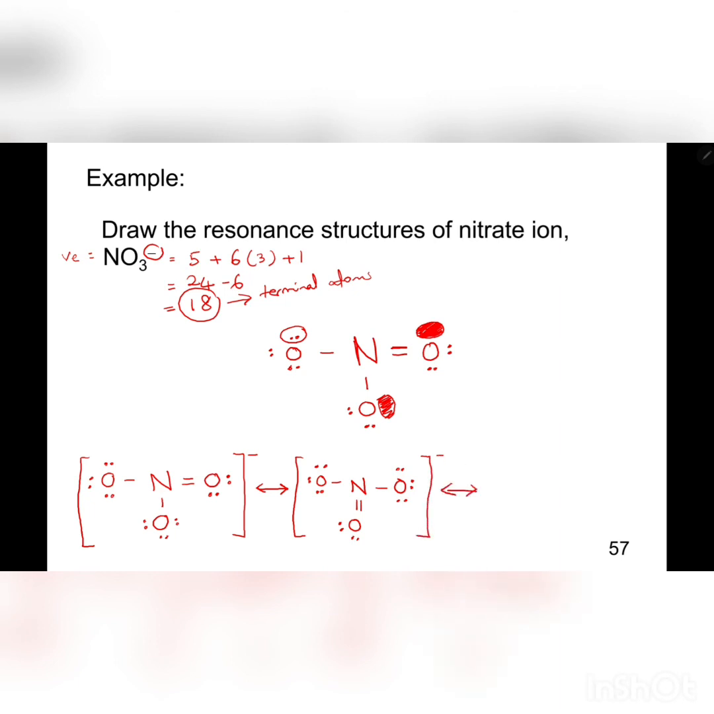And the third one, when we transfer this lone pair to become a double bond, kita akan dapat N double bonded to oxygen. We have 2 lone pairs here, 3 lone pairs here, and 3 lone pairs here on the oxygen atoms. So this is the third structure.